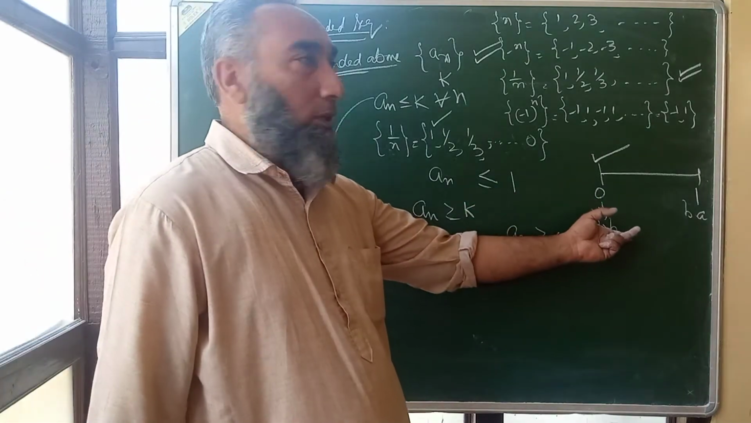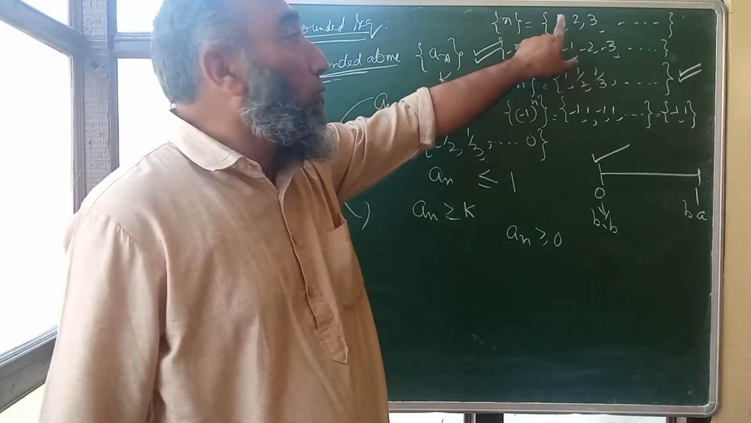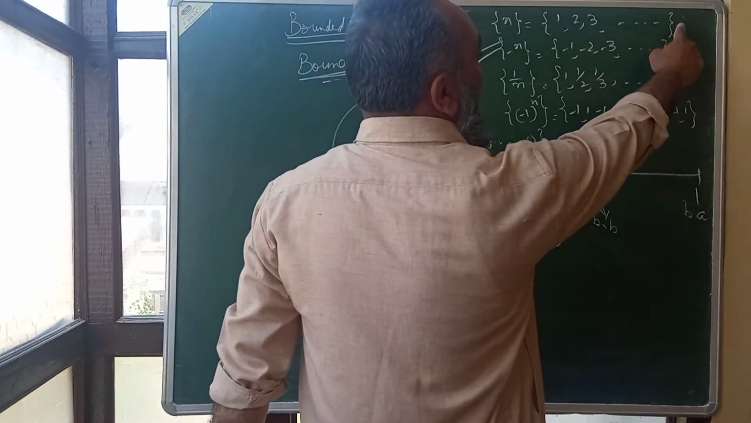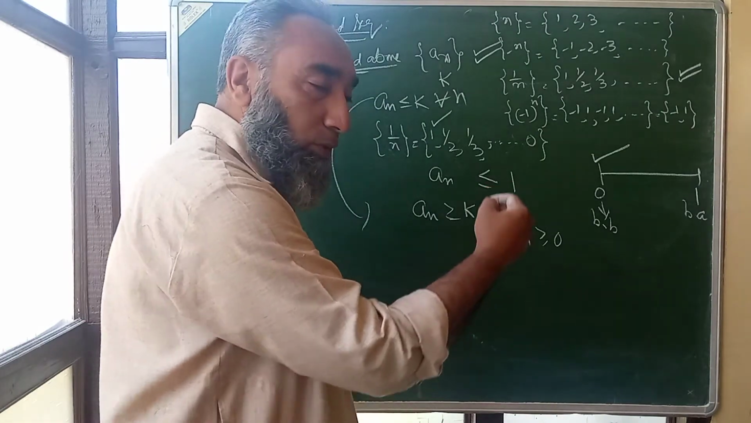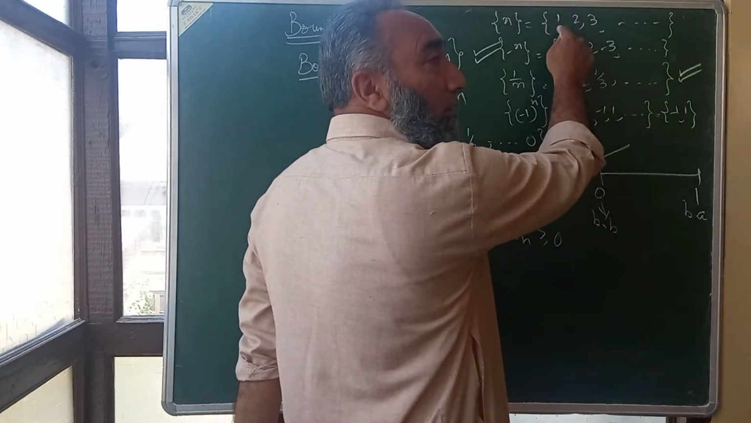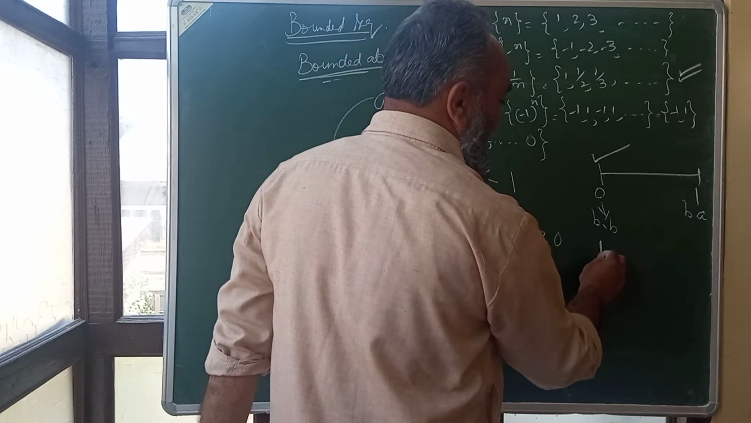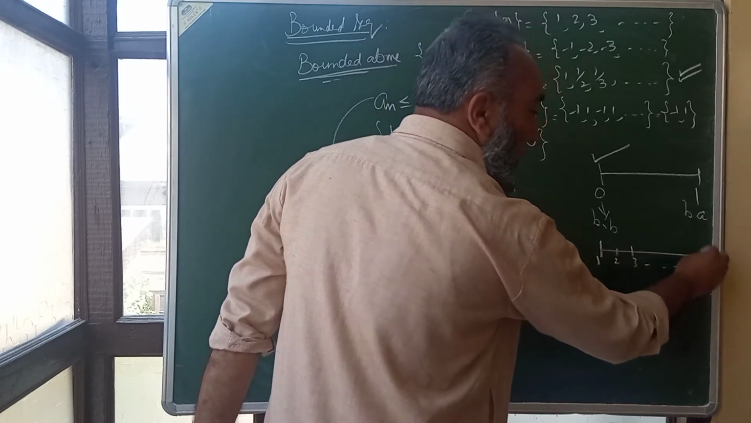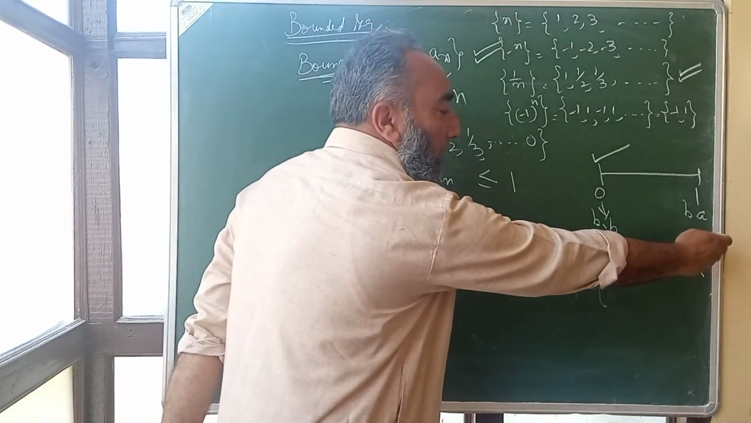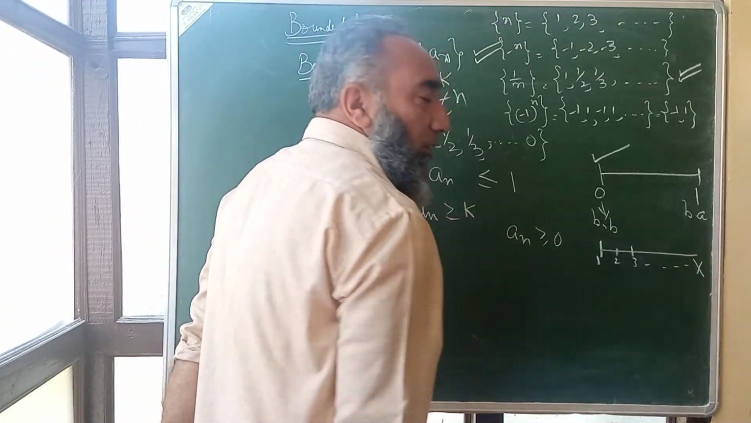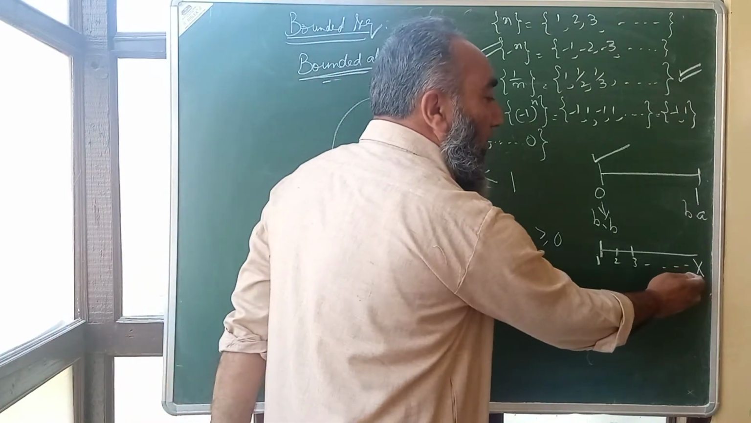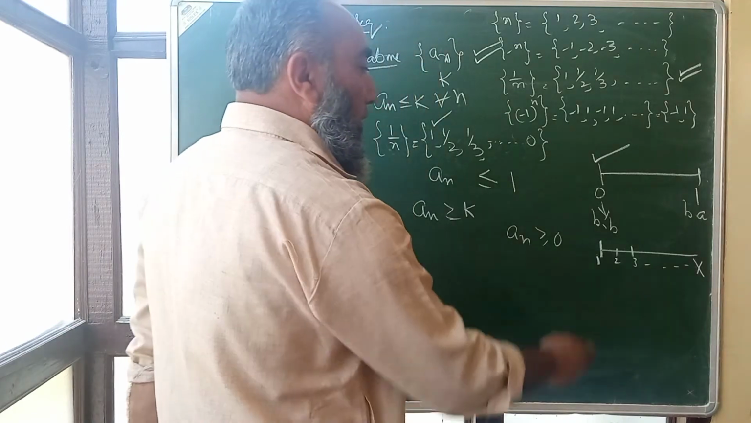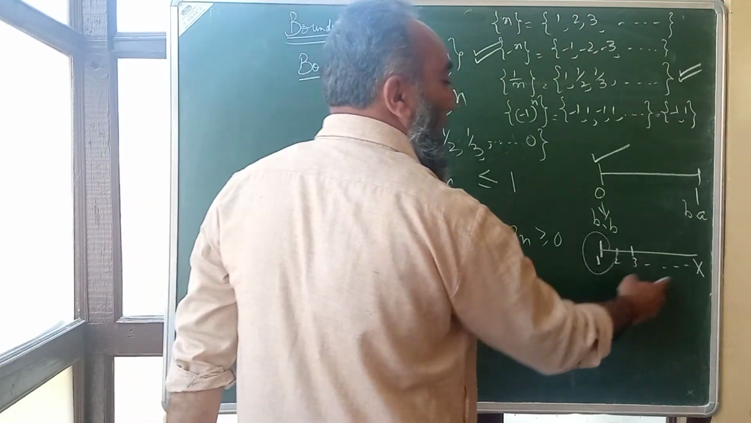For example, this sequence: 1, 2, 3, so on. This sequence is bounded below by 1. It is not bounded above. You can see it goes up to infinity. So the lower bound exists. Lower bound is 1. You cannot find a real number such that this is bounded above; if you take 100 as upper bound, then 101 surpasses that. So this is only bounded below, not bounded above.